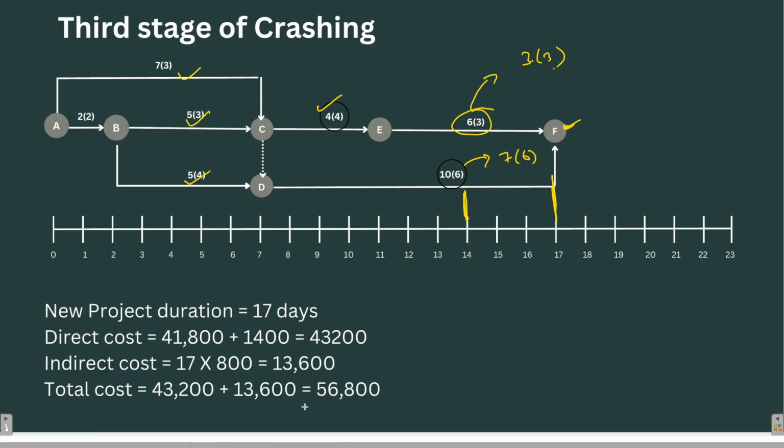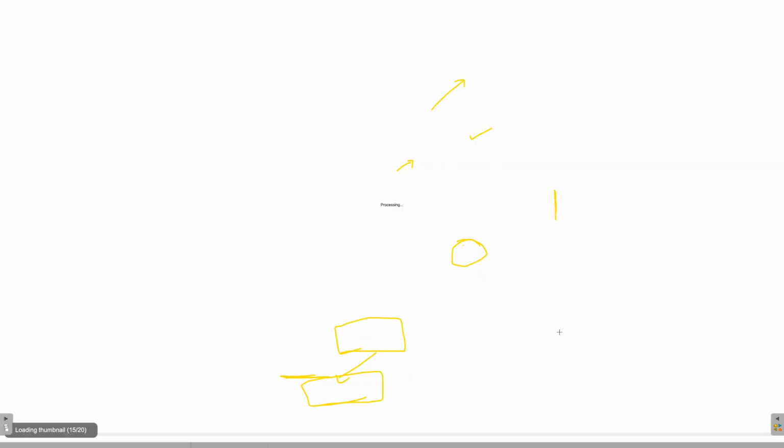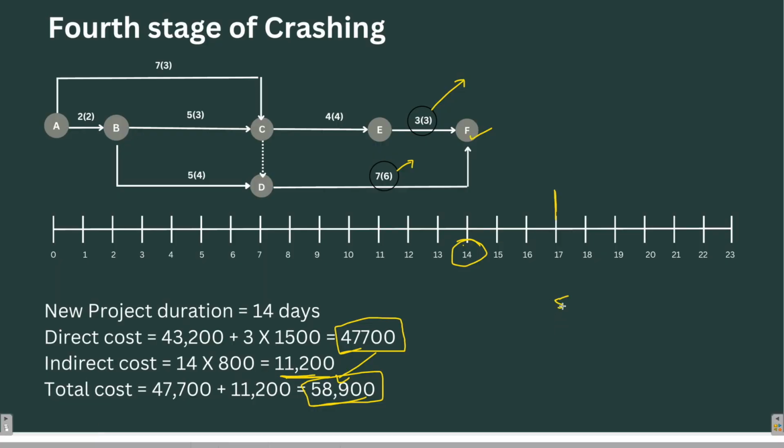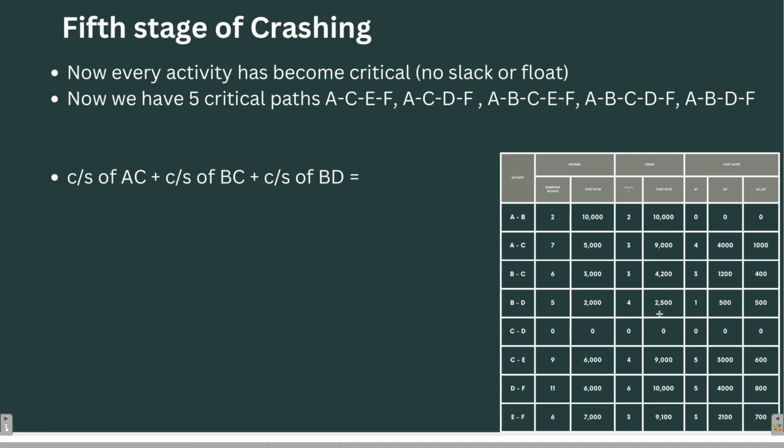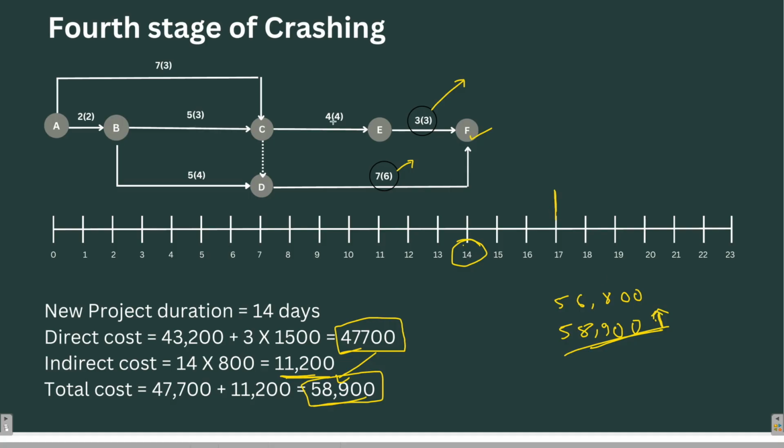58,900. After third stage, it was 56,800, which after fourth stage of crashing, it is 58,900, right? So the cost is increasing now. No one would like to crash it further, but let's crash it further and see what happens after fifth stage of crashing. So CE has lost its crashing potential.